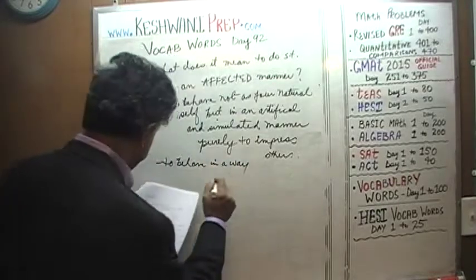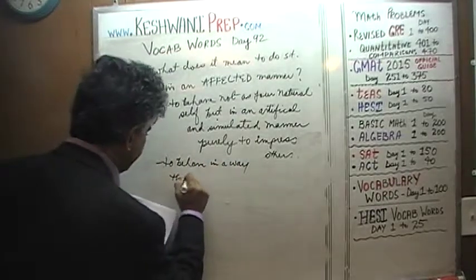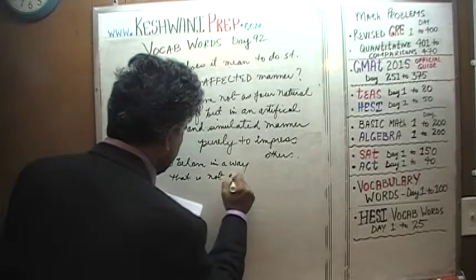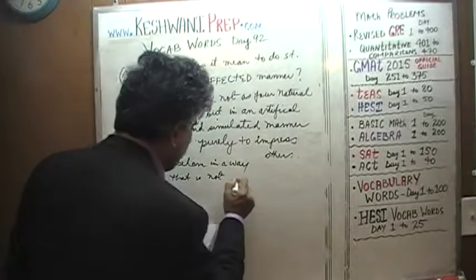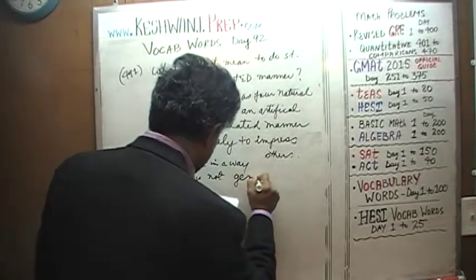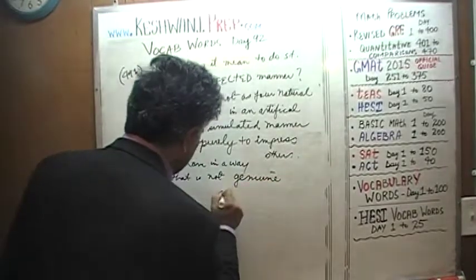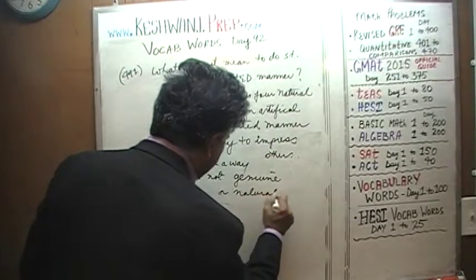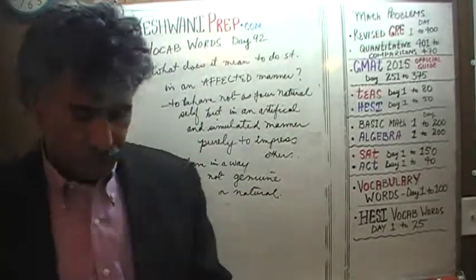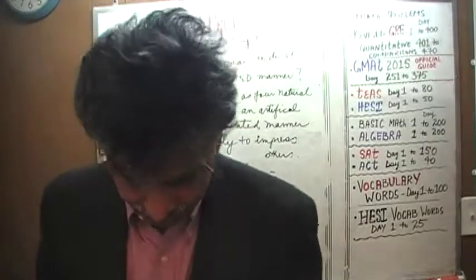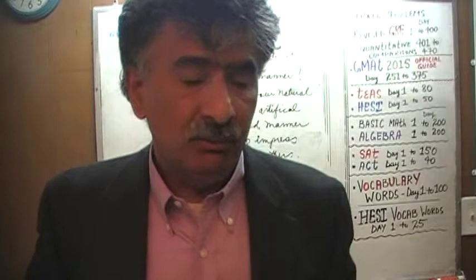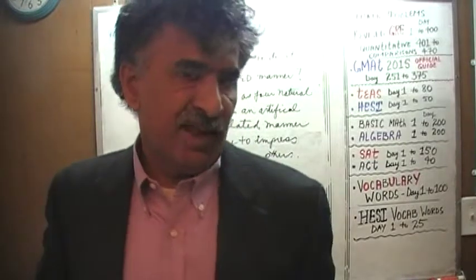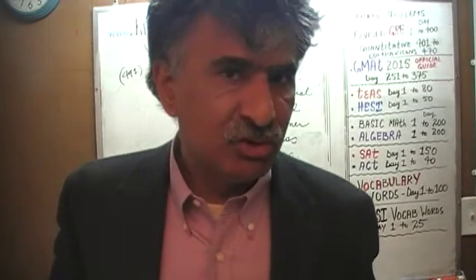To behave in a way that is not genuine or natural. So when you talk about an affected laughter, it means that laughter was not natural. It was not a real laughter. He just pretended to laugh. He gave an affected laughter at the boss's joke.